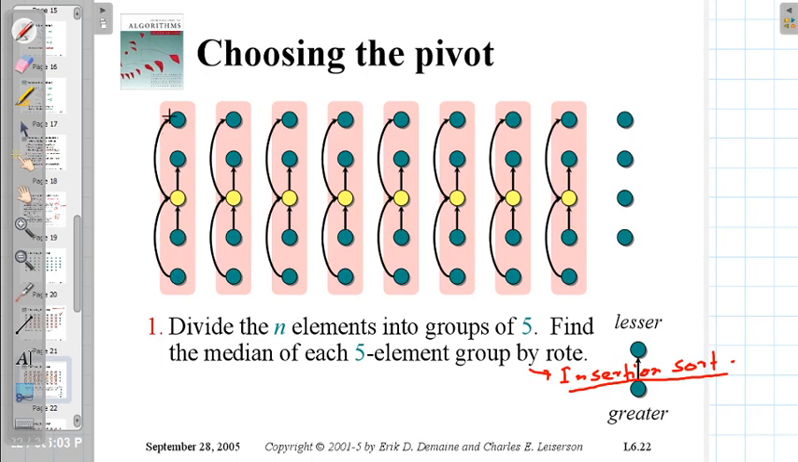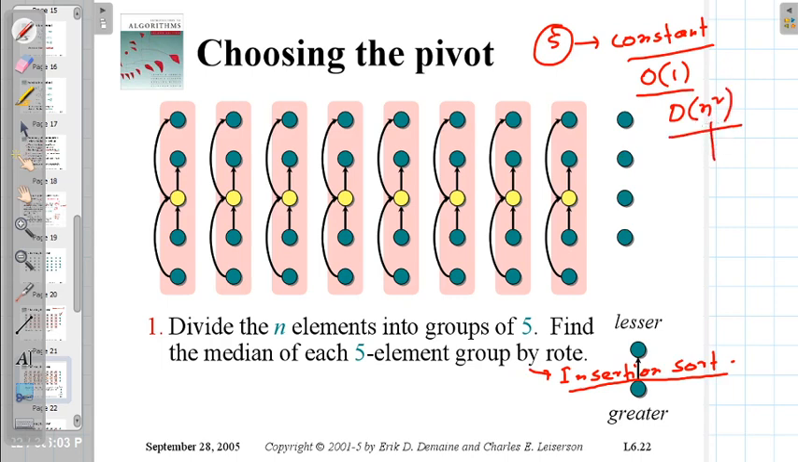You see, this group has only 5 elements, a constant number of elements, and if we run insertion sort on this constant number, it will run in order 1 time, mind you. Insertion sort will run in, say, order n squared time whenever n is large. So that is the point we have to take into account.